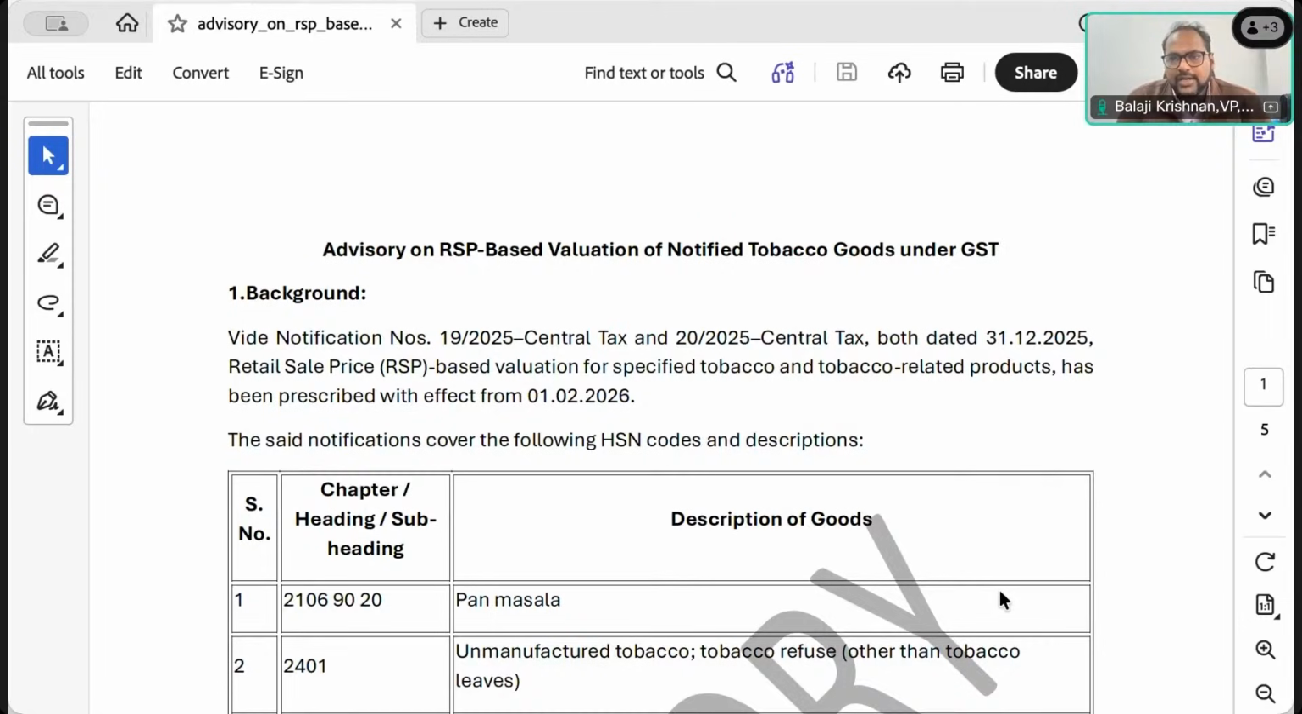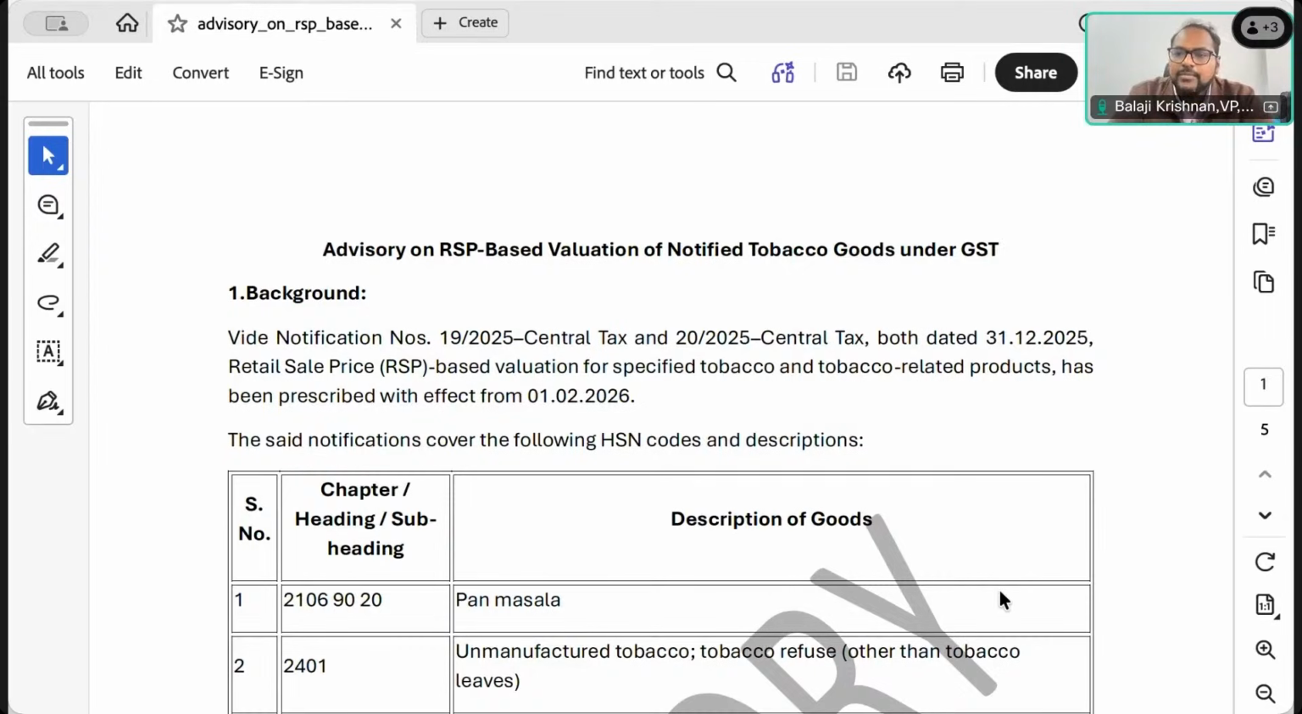It is purely a trade facilitation measure. Now what are the taxpayers required to do? First, taxpayers should correctly identify the RSP based goods. They should classify them properly, and RSP valuation should be applied only to the notified HSNs and nowhere else.